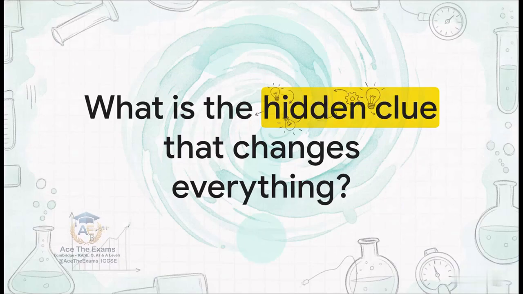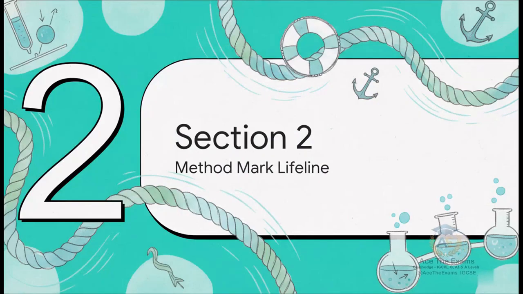Which actually brings us to a massive question. In just a moment, I'm going to reveal the single hidden examiner clue that changes a pressure answer completely. It's the secret difference between a B grade and an A star. But if I explain it right now, it won't quite make sense. First, you really need the methodological framework that makes this clue incredibly obvious. So let's look at Section 2, the Method Mark Lifeline.